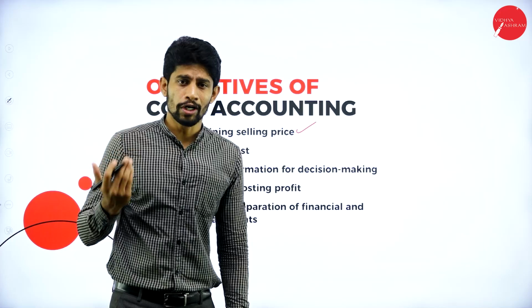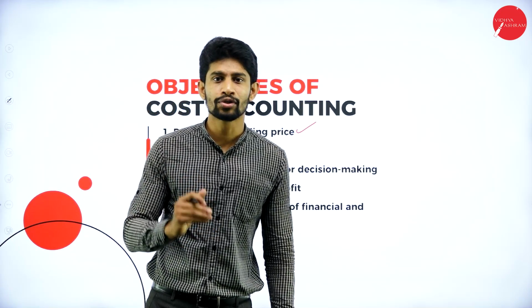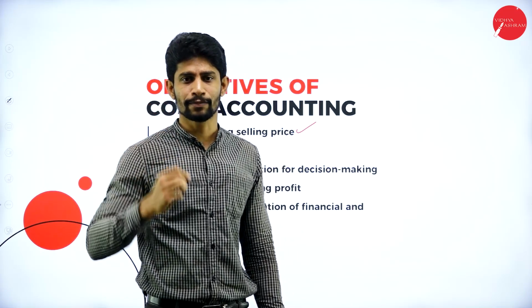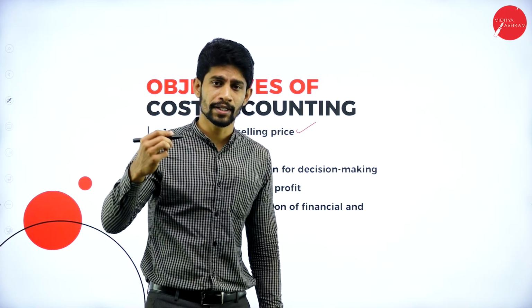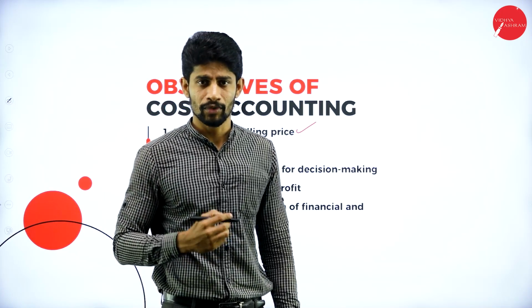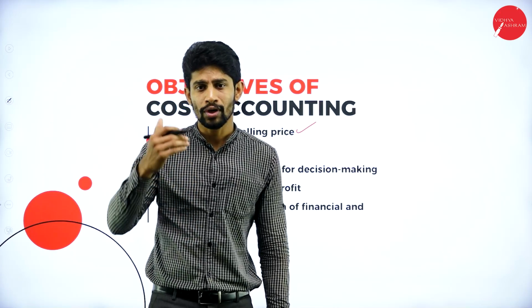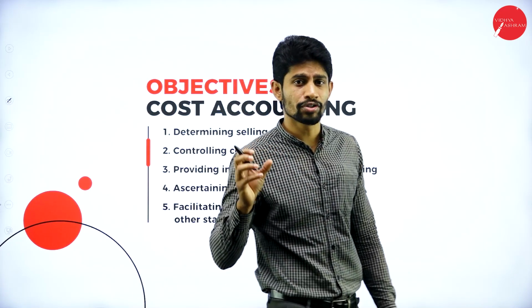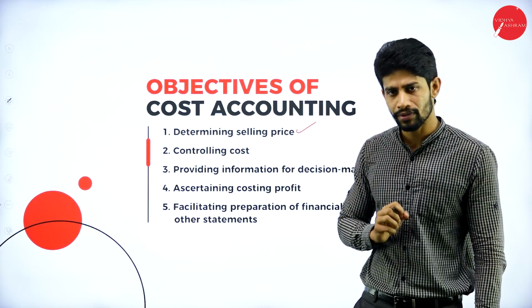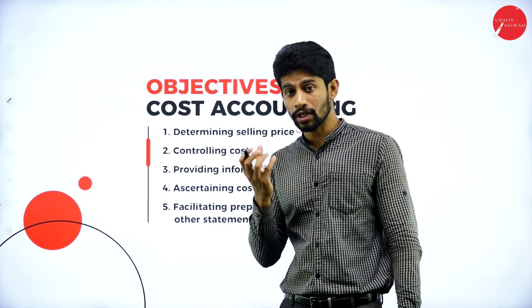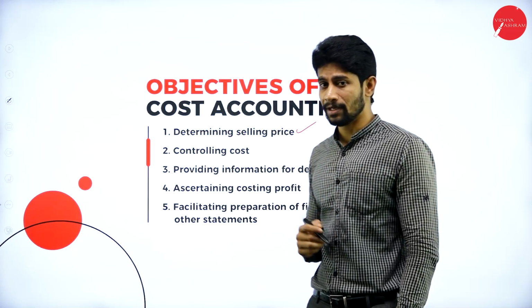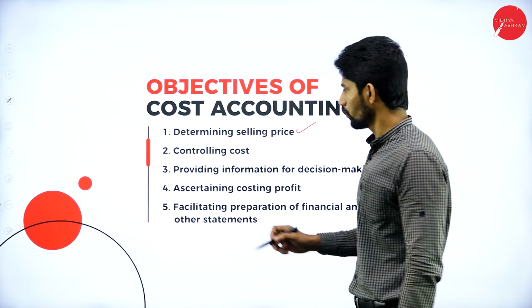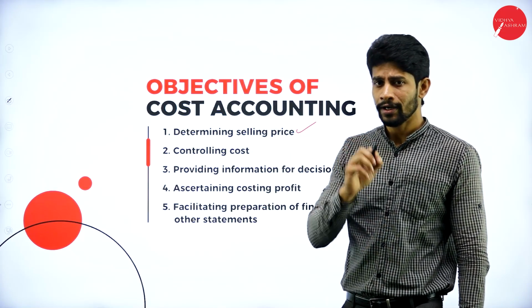For example, you will not know all the expenditures incurred to produce a product. If you maintain cost accounting, you are going to enter each and every aspect, all the amount you are spending to produce a product. At the end you are going to total the expenditure, so you will get to know the total cost incurred to produce a product. Based on the total cost, you are going to determine the selling price of a particular product. So the main objective of maintaining cost accounting is determining the selling price of a product.